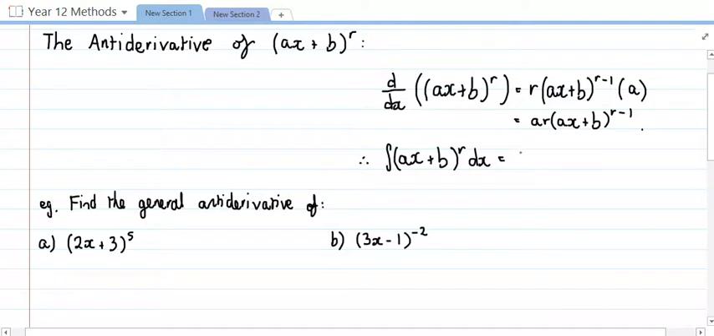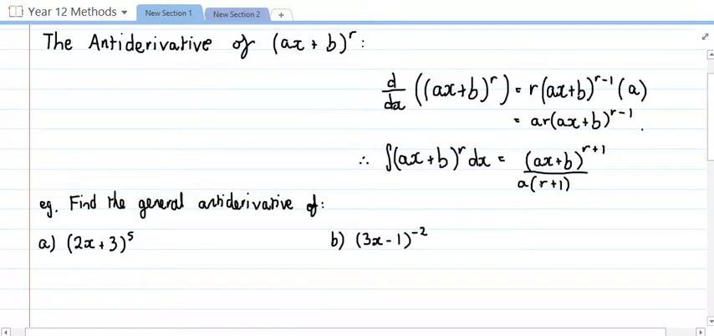So to do the opposite of that, instead of multiplying by the old power, I'm going to divide by the new power. So I'm going to write this ax plus b to the power of r, and I'm going to divide by the new power. Now the new power, I have to add 1 onto that, so it's r plus 1. I'm going to divide by that r plus 1. Also, instead of multiplying by the derivative of the inner function, I'm going to divide by that derivative. So I'm going to put that a down the bottom here as well. And that is the rule for the antiderivative of this function.